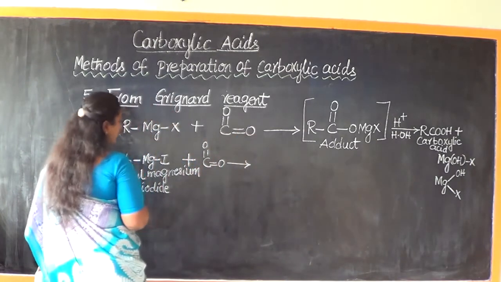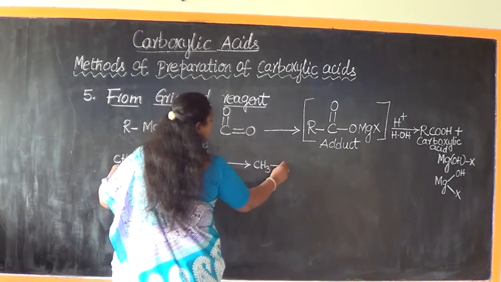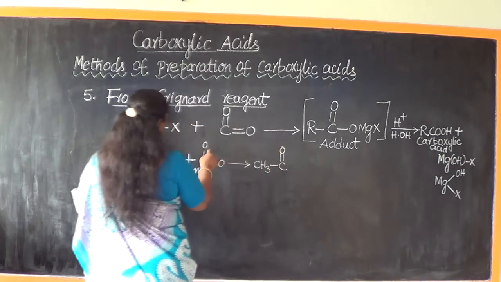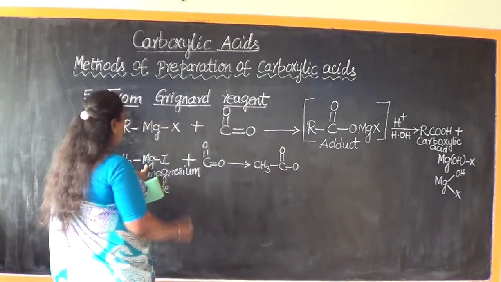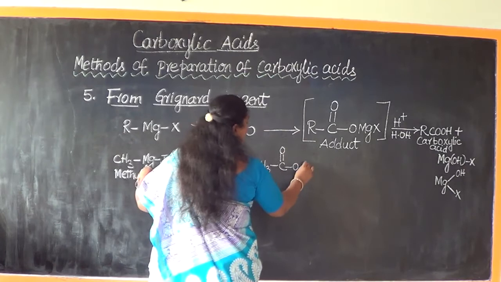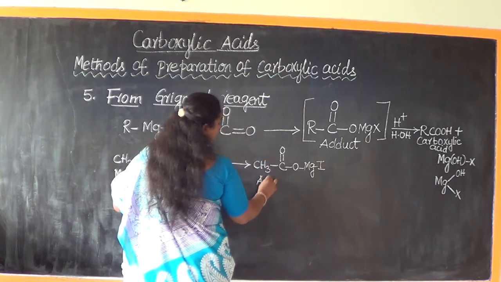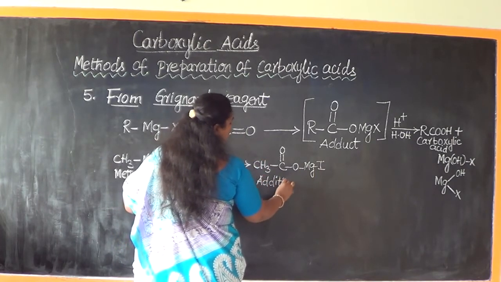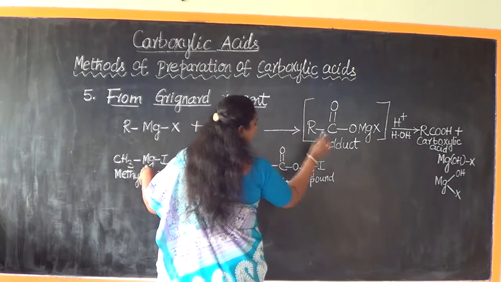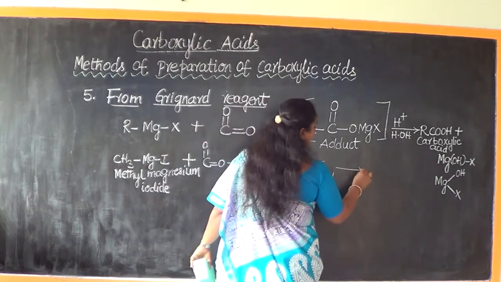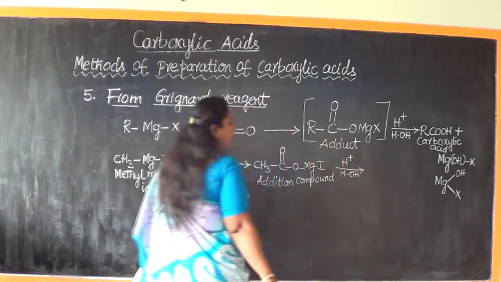First we will end up in the formation of the adduct. How will be the adduct? CH3 linked with C. On one side we have the double bond to O as it is. On the other side the double bond gets converted into a single bond and MgI will be taking an attachment. So this is our addition compound. What we have to do for this? It has to be further subjected to the process of acid hydrolysis.